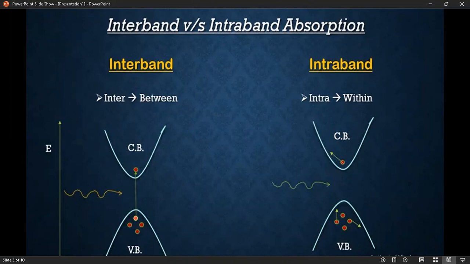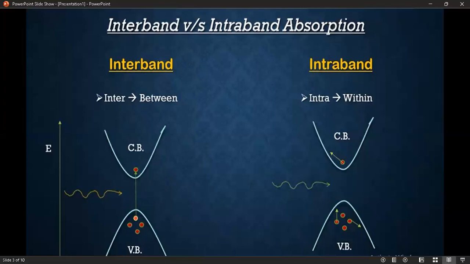I'm going to talk about the differences between them, starting with interband. Inter means between, and this happens when the electron in the valence band absorbs the energy from the photon and moves to the conduction band. So it moved from one band to another band. It happens between two different bands and two different electron levels, so it's called inter, between.